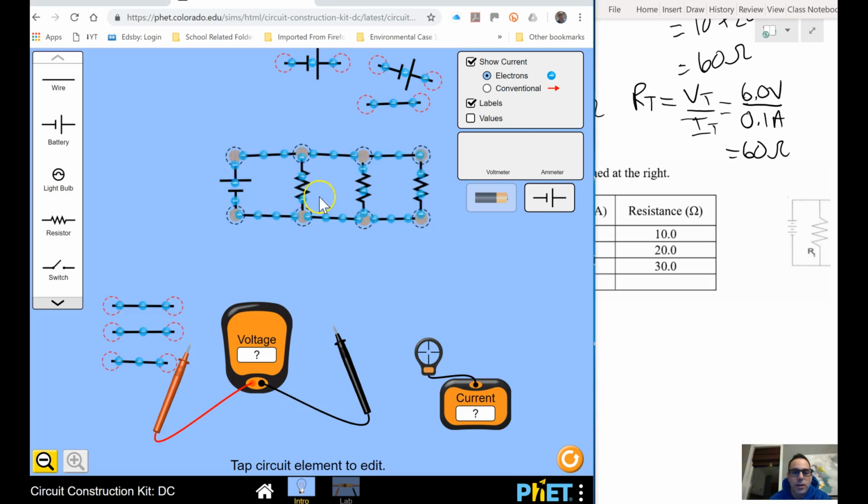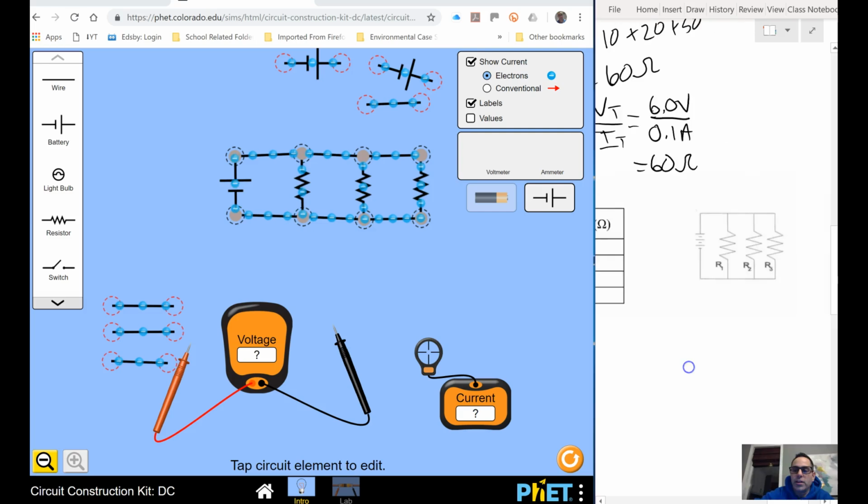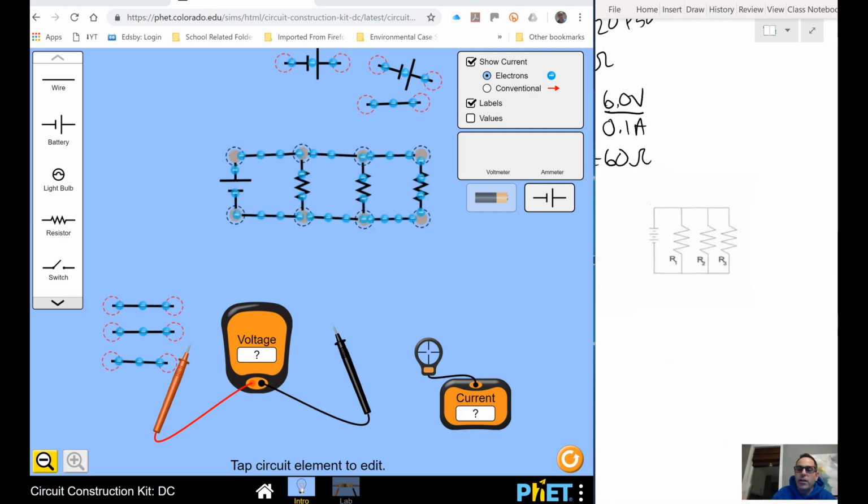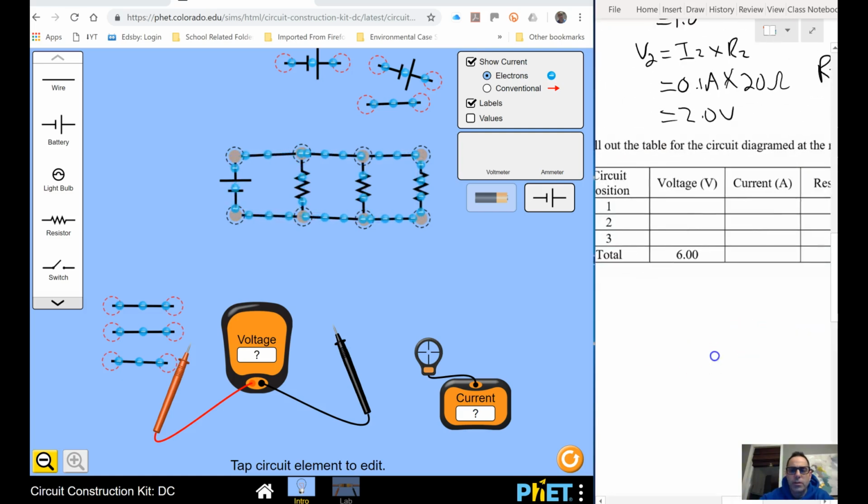Remember that we've got 10 ohms of resistance here, so a little bit of resistance, not a ton. 20 ohms of resistance here, so more resistance, which makes sense. The electrons would flow slower because there's more resistance. And then 30 ohms of resistance here, which would slow them down even more. And we can see that we've created this circuit here. So now we can take a look at some of the relationships.